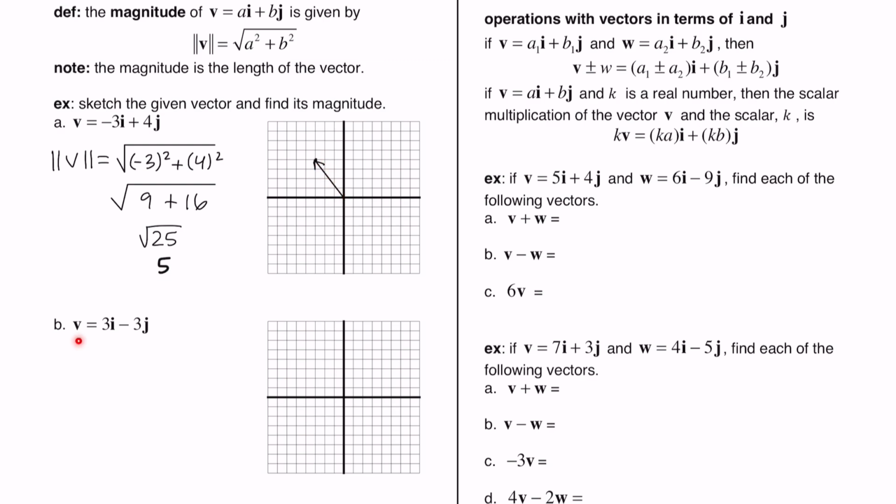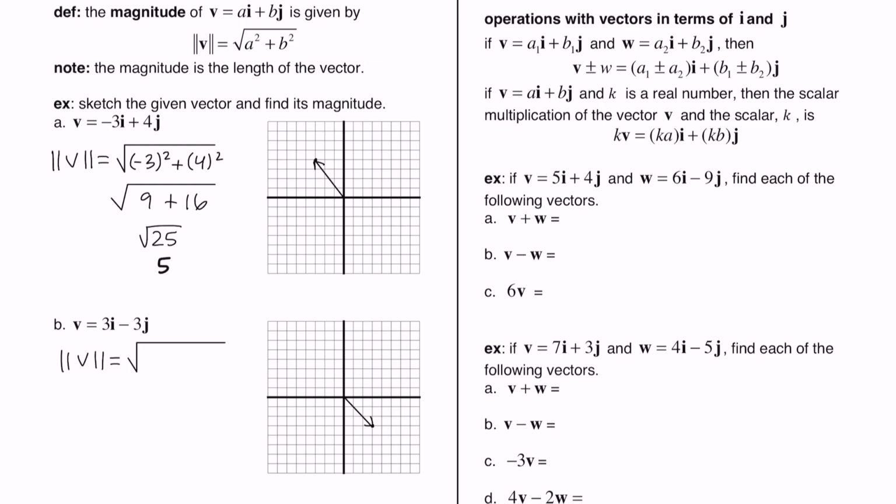This next example, we're going to sketch the given vector. It's 3i minus 3j. So we're going to take this 3, and that means we're going to go right 3, and the negative 3 here for j is going to go down 3. So plot that point, and then draw the arrow that goes from the origin to that point. So here's your vector.